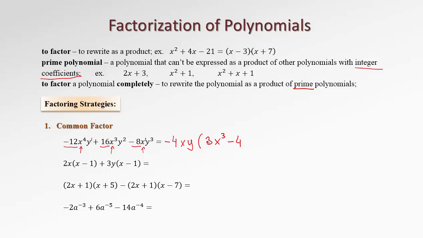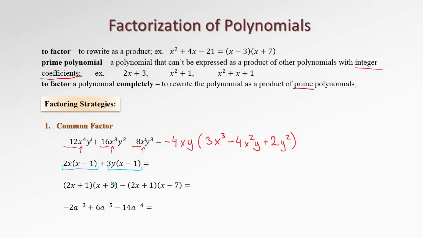X cubed divided by x is x squared. And y squared divided by y is y. Finally, negative 8 divided by negative 4 is plus 2. And then x is gone and y squared left over. Here we go. In the following example, we have actually two terms, two clusters connected by multiplication.